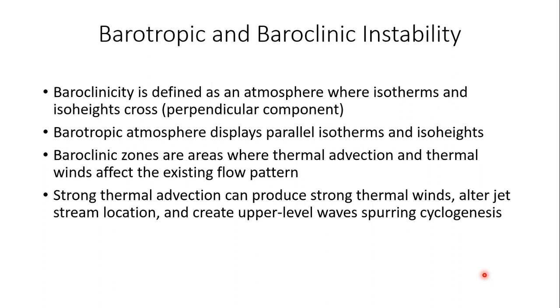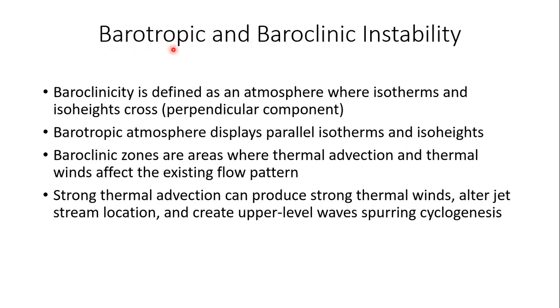So what does this mean? Baroclinic zones are areas where thermal or temperature advection and thermal winds affect the existing flow pattern. Strong thermal advection can actually produce strong thermal winds, and that will alter the jet stream location and can create upper level waves which spur cyclogenesis. So big difference again between barotropic and baroclinic.